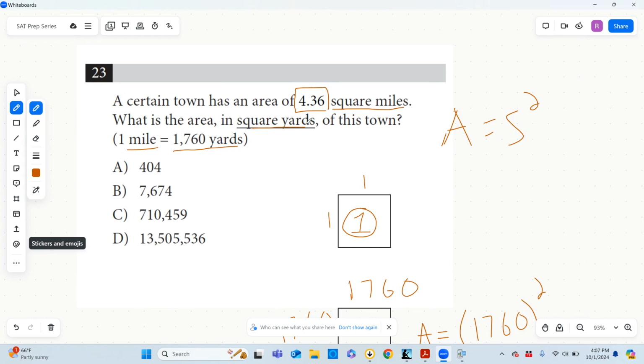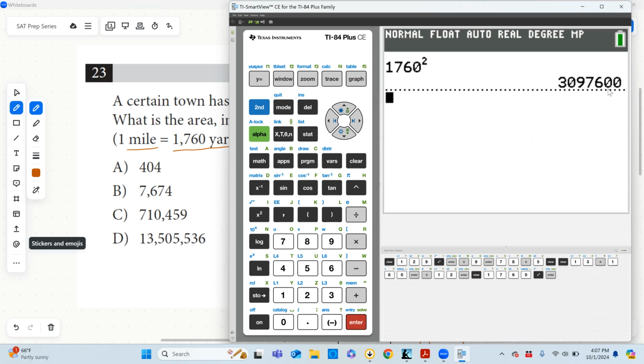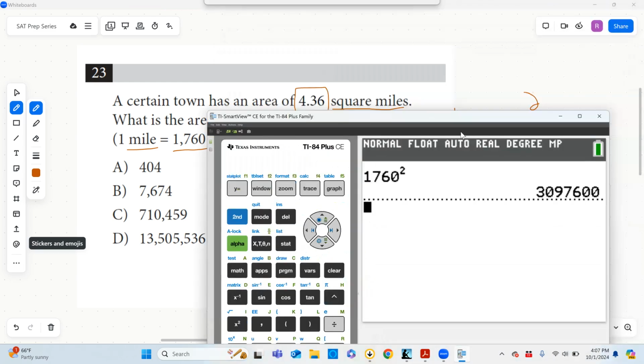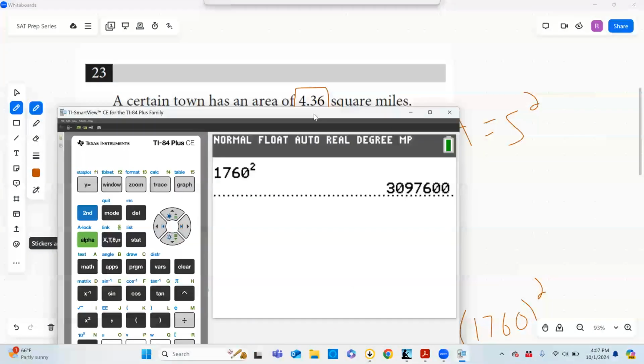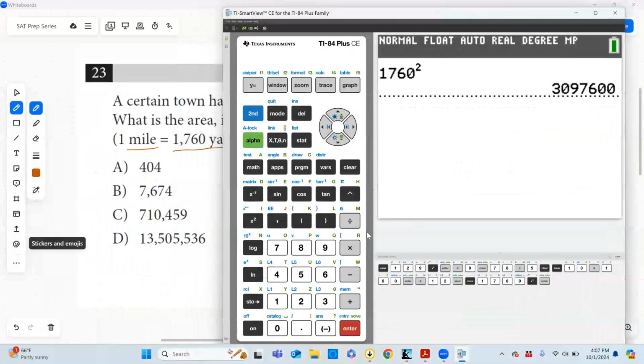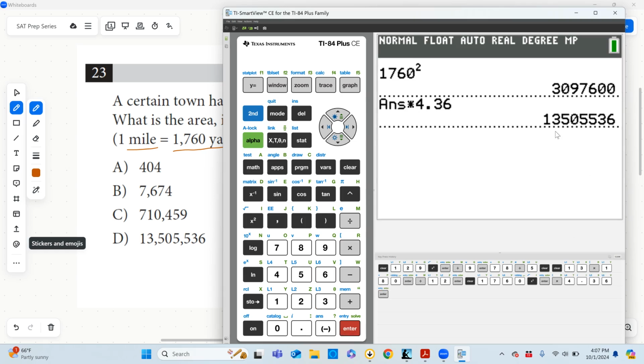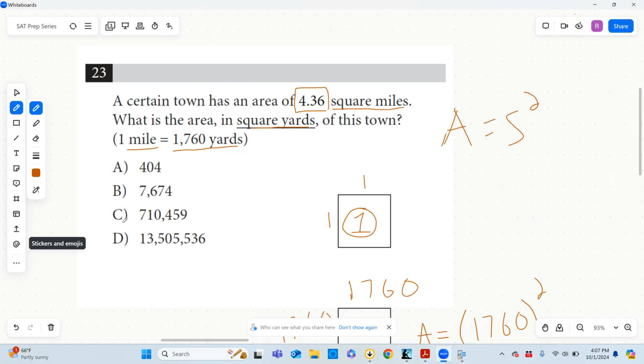And we want the area in square yards. Well, I know already on my calculator that there are 3,097,600 square yards per 1 square mile. So if I have a town that is 4.36 square miles, I'm going to take my number of square yards per mile and multiply it by the number of square miles that we have in our town, 4.36, and I get 13,505,536 square yards in 4.36 square miles. So that looks like answer choice D.